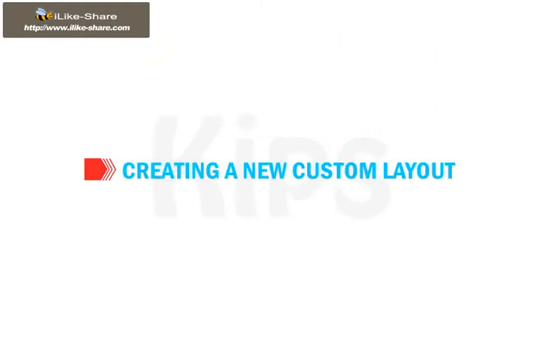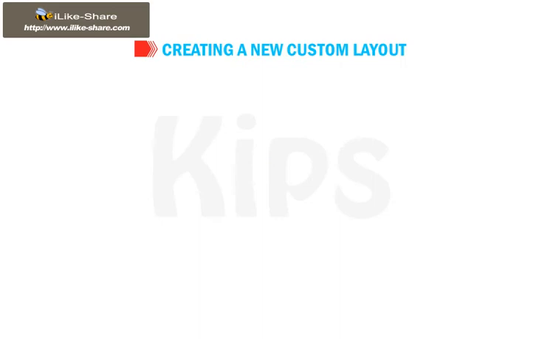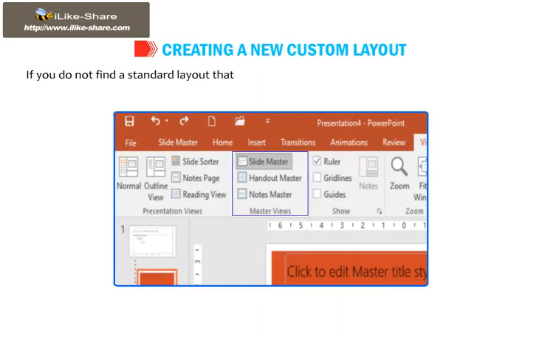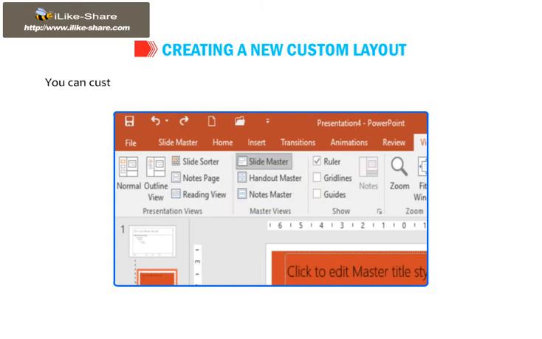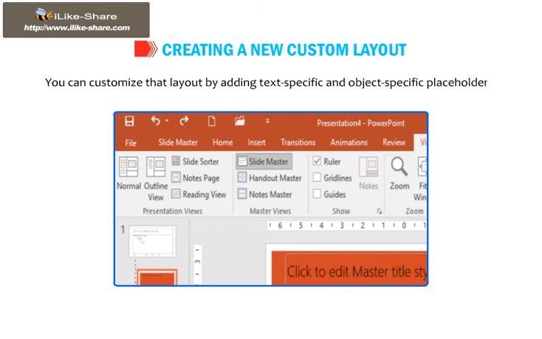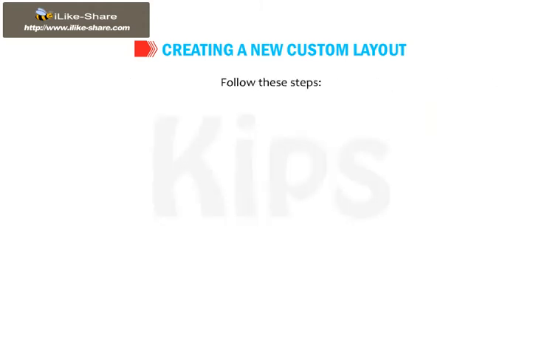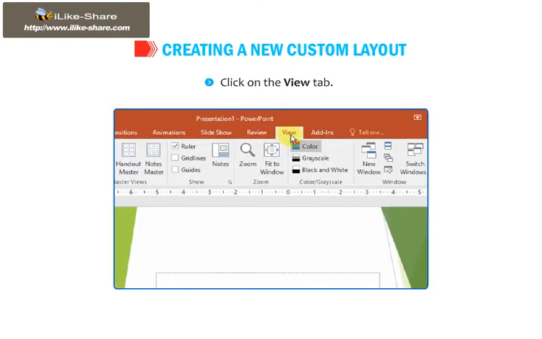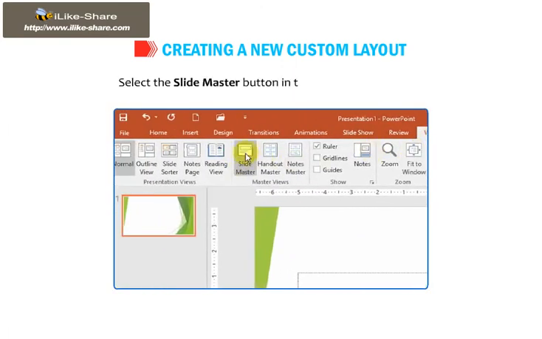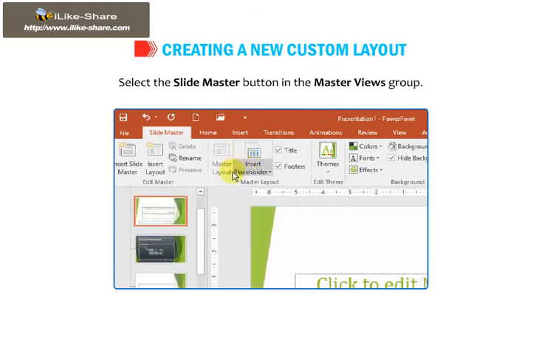Okay, let us learn how to create a new custom layout. If you do not find a standard layout that suits your needs, you can create a custom layout that perfectly suits your slide content. You can customize that layout by adding text-specific and object-specific placeholders. Follow these steps. Click on the View tab. Select the Slide Master button in the Master Views group.